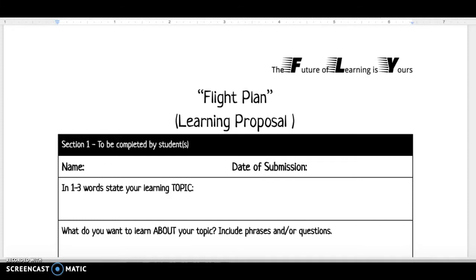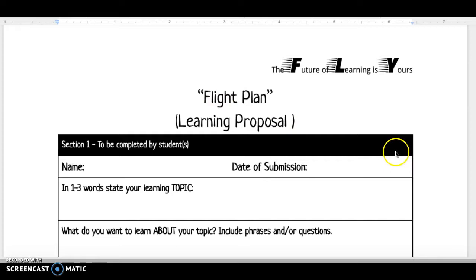It's really just a learning proposal, and you would fill out one of these documents. It's kind of a living, breathing document. You would fill it out before you started your learning project. You would fill it out while you're in the learning project, and you would definitely work on it at the end before you have a closure conference. So we'll look at all that.